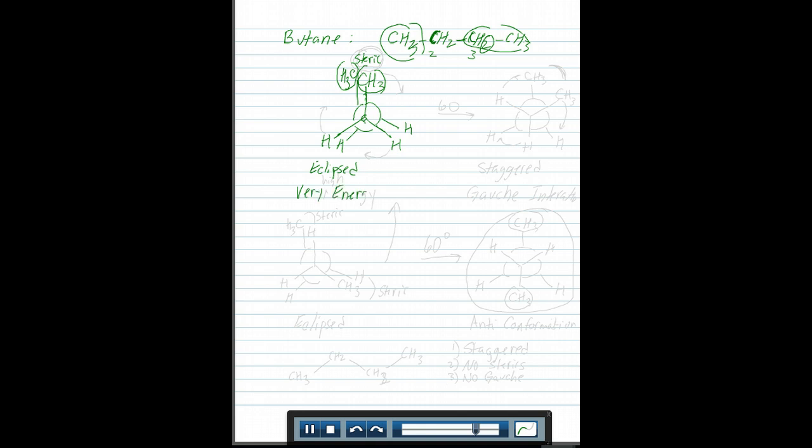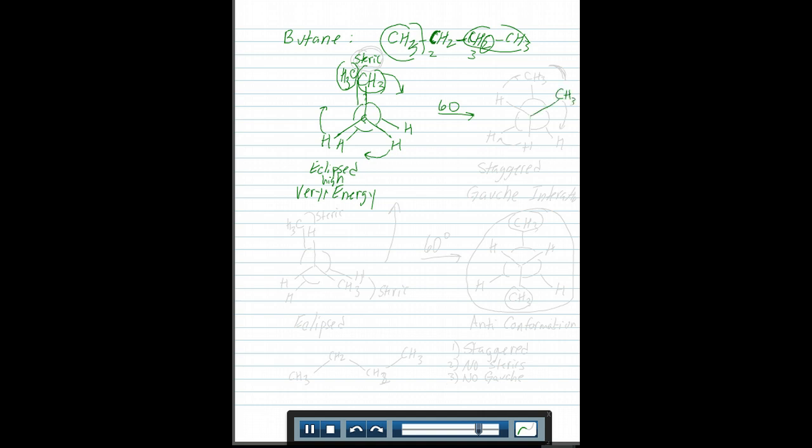Right, I'm sorry. So all because of these two large groups, you have a very high interaction, which makes this molecule very high in energy. Okay. Well, now if we rotate around the carbon-carbon bond 60 degrees, okay, so this methyl group comes over here, the hydrogen comes over here, and this hydrogen goes over there. The back stays the same.